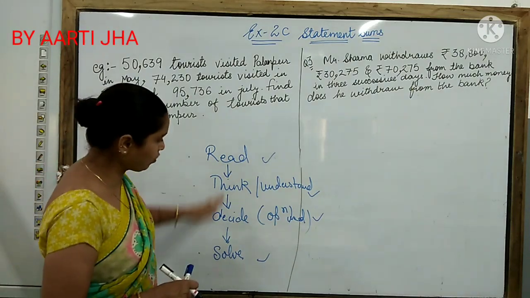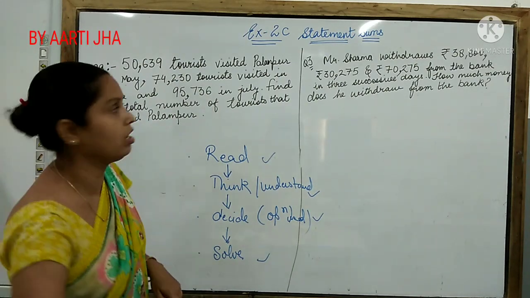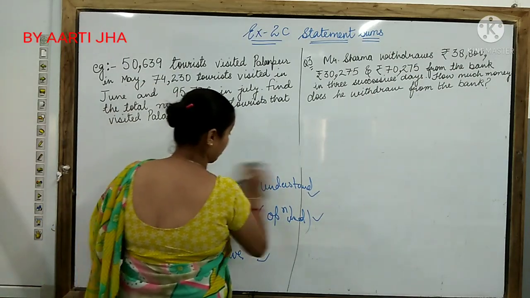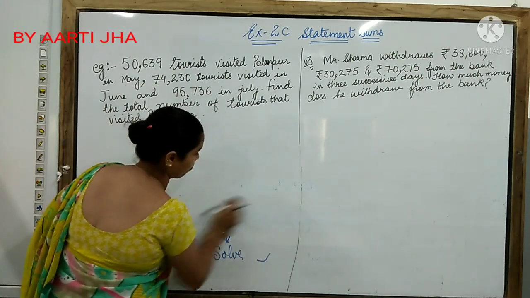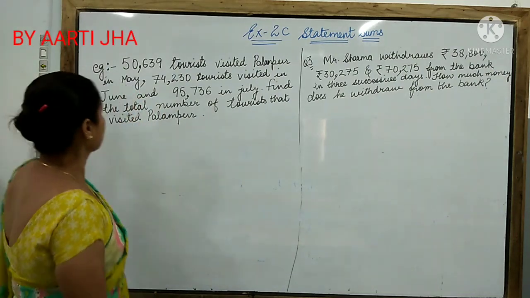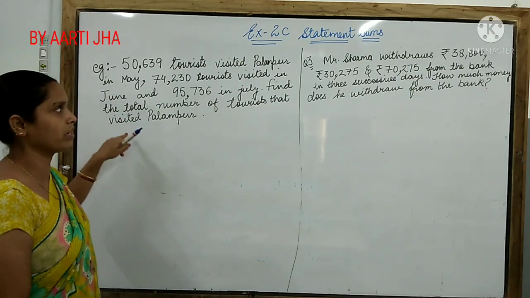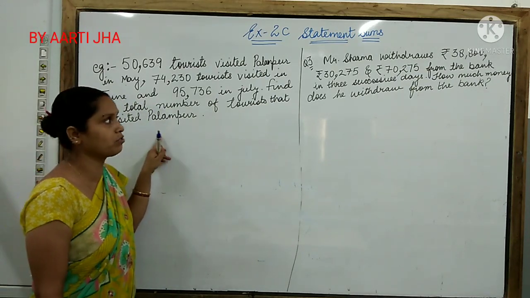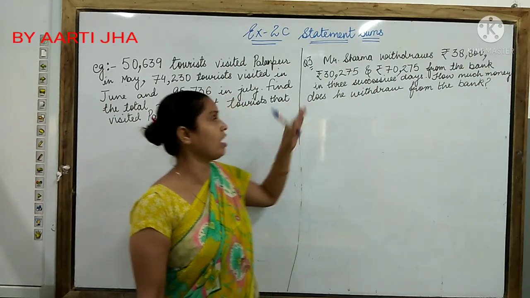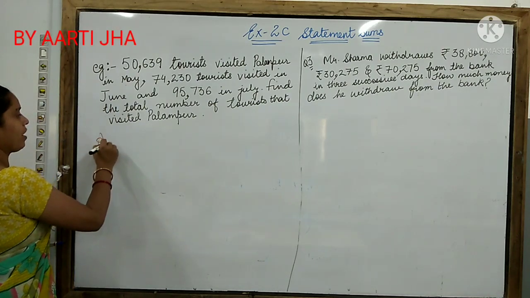As I have told you that we are going to follow these 4 steps, so let's begin with the question. I have taken 2 questions from exercise 2C. In today's video, we are going to do question number 1 to question number 5. I have taken question number 2 and question number 3 of exercise 2C. Question number 1 you can solve on the basis of question number 2. Then question number 4 and 5 are similar to question number 3. So let's begin. Let's write.